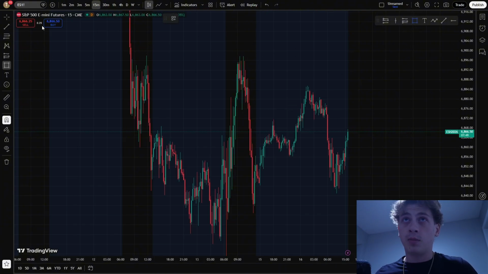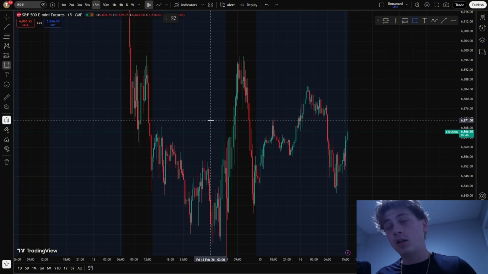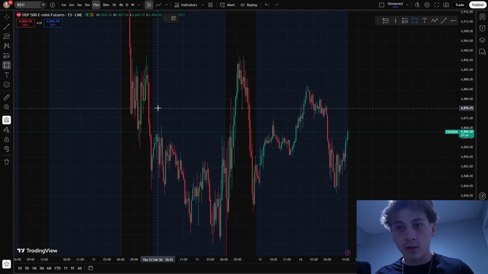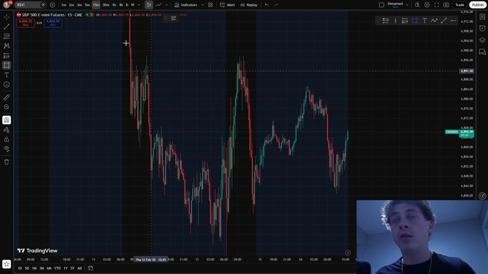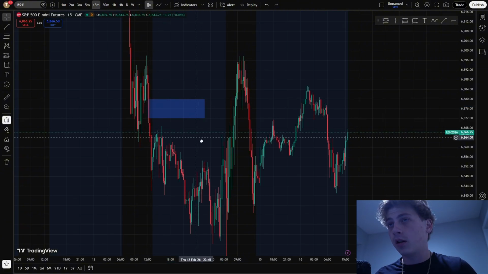This is just the S&P chart. I don't have anything marked out. This is just a random, this is like last week. You can see this everywhere, guys. They are everywhere. I'm on the 15-minute chart, and this is going to be our first one here. So I'm going to mark out a box.